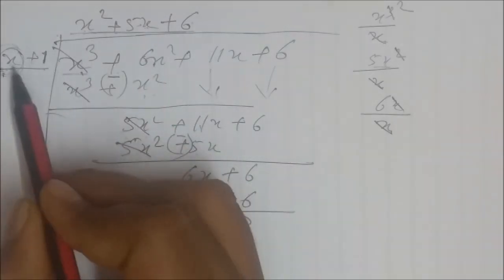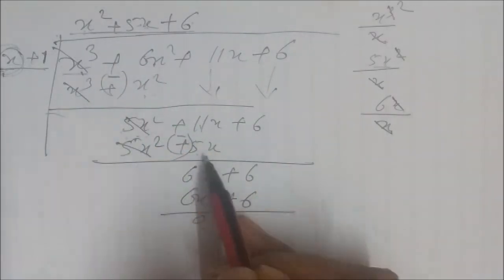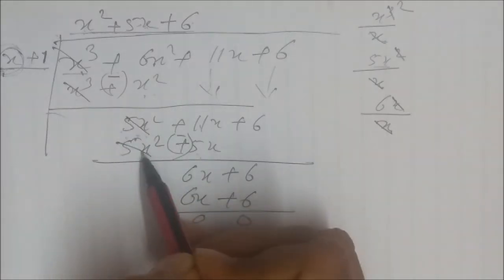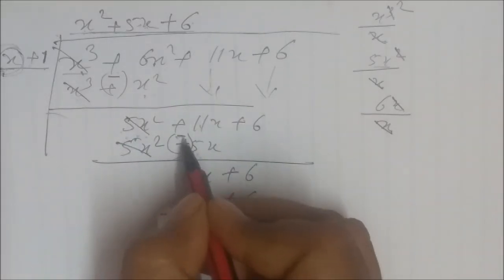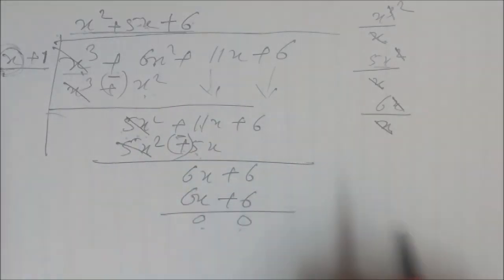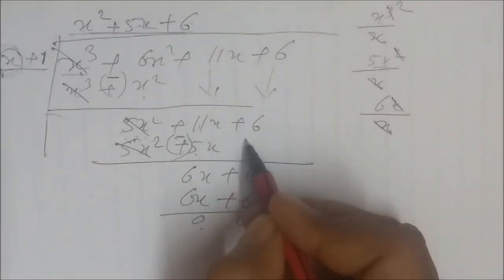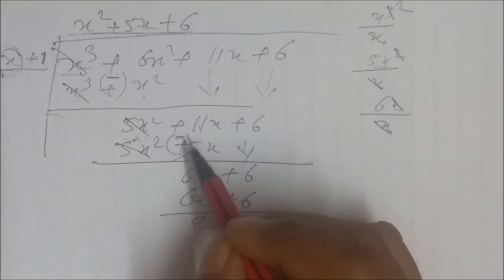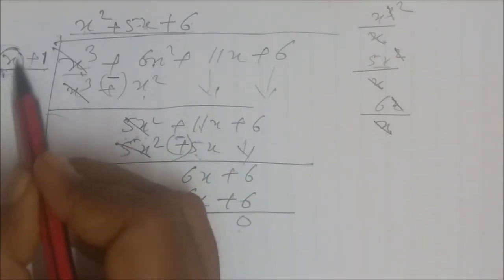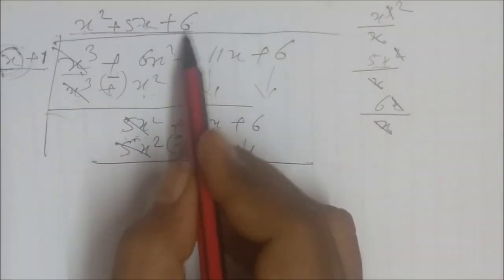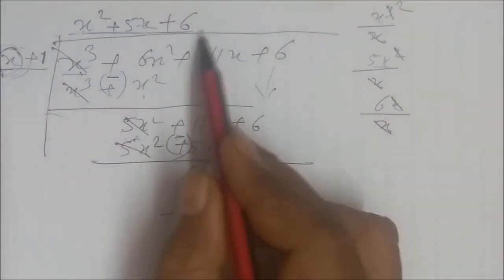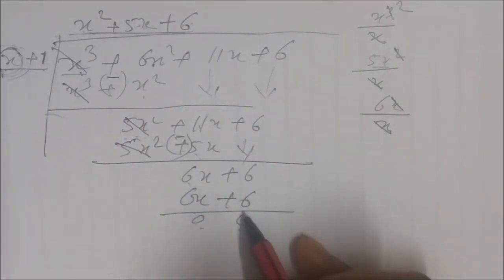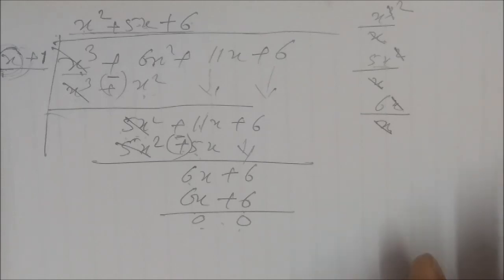When we multiply with 5x, we got 5x squared plus 5x. 5x squared gets cancelled, and here the sign changes. 11 minus 5, that is 6x, and we take down the 6. Again we find a value which makes this x as 6x. So that is 6 into x is 6x plus 6. The remainder is 0.